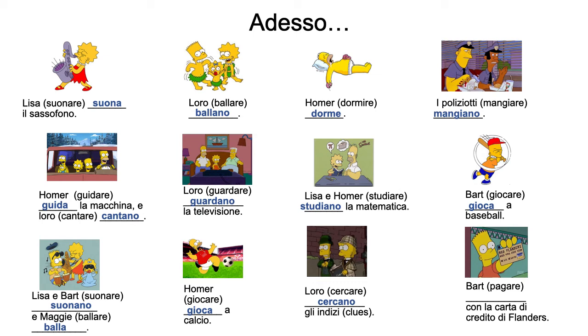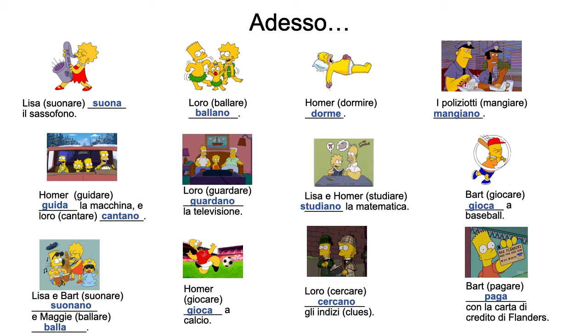And in the next one, I need the lui form because it's Bart who is the subject, right? I need the lui form of pagare, so I get rid of the are, insert the lui ending. Bart paga con la carta di credito di Flanders. Bart paga. Bart pays with Flanders' credit card. Okay.